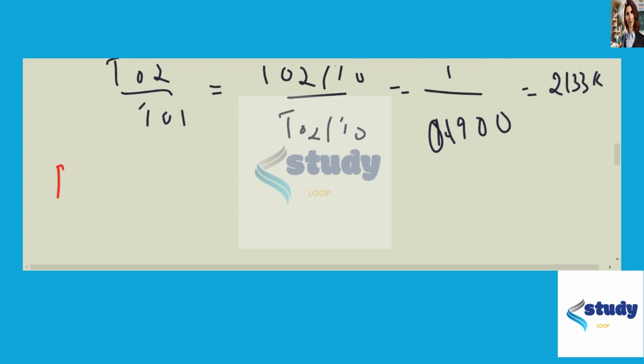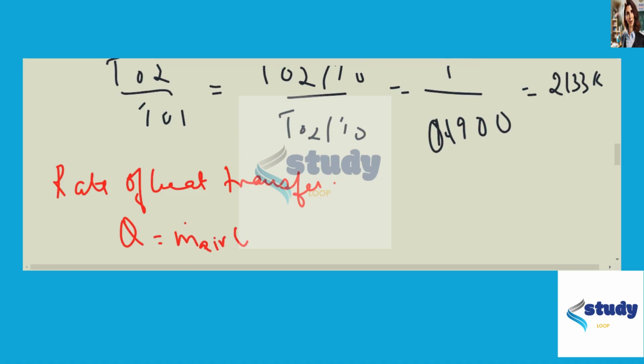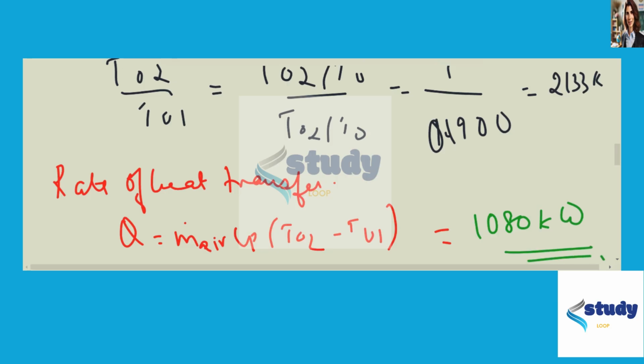Now the heat transfer rate. That is the question, right? The rate of heat transfer Q is equal to mass flow rate times Cp times (T02 minus T01), and that is 1080 kilowatt. So this is how we find out the answer. I hope you understood.